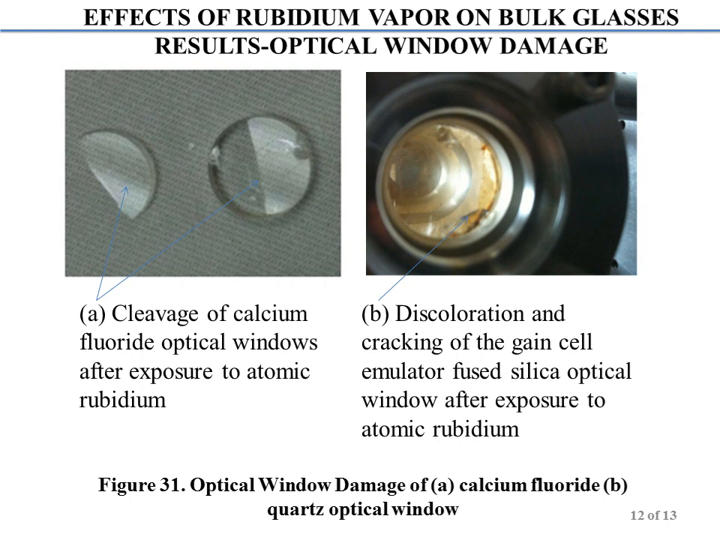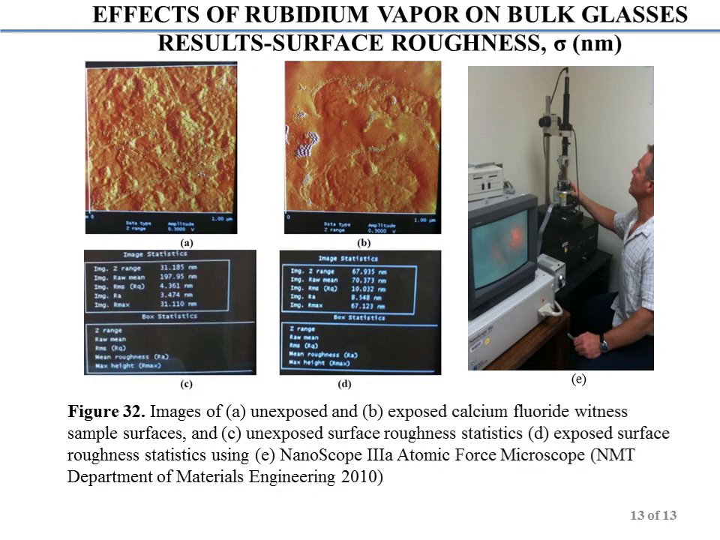In the next slide, figure 32 shows the optical window damage of fused silica and calcium fluoride optical windows. So in A, the surface roughness of the calcium fluoride optical windows was measured using the Nanoscope atomic force microscope at New Mexico Tech Department of Materials Engineering. The AFM will image down to 10 nanometer resolution of a sample surface.